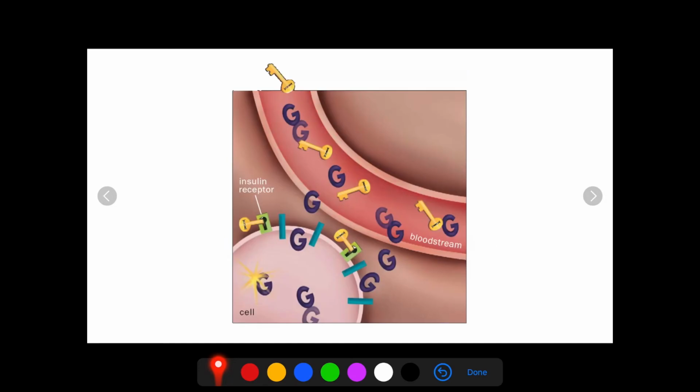And acting as a key, the insulin will bind to the cellular receptors, which will unlock the cell so that the glucose can pass into it. And this glucose entry into the cell is what we call the cellular uptake of glucose. And there inside of the cell, the glucose is used for energy right away.